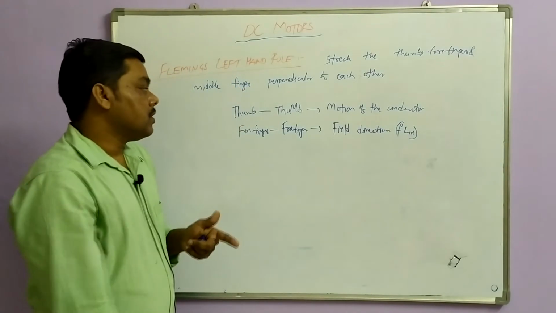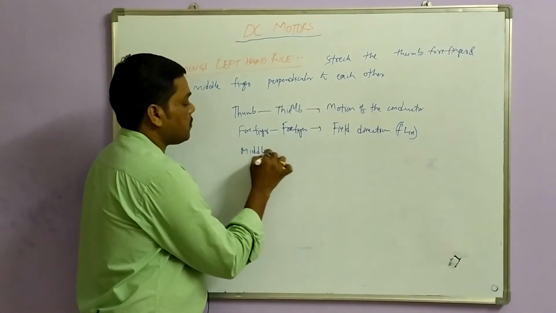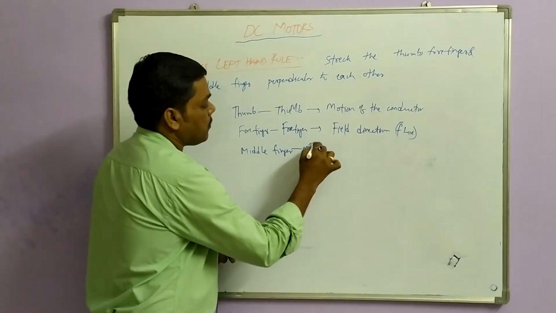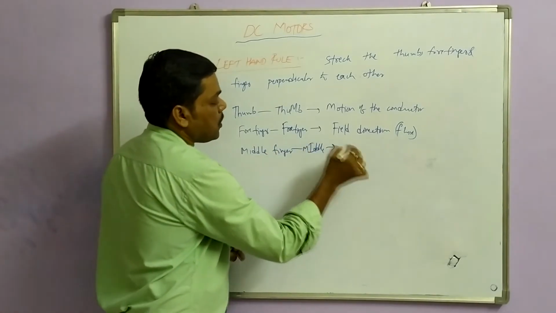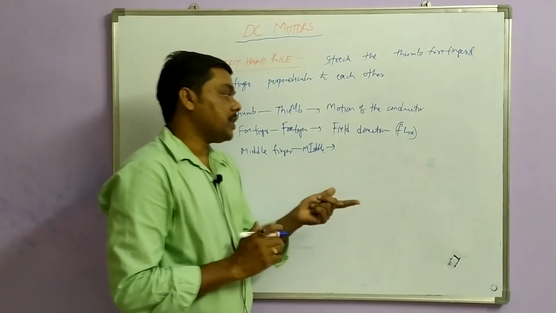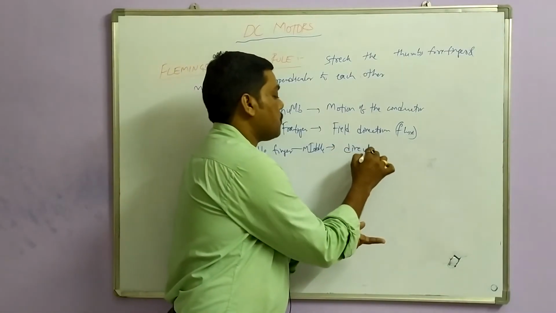Similarly, the last one is the middle finger, which can be written as I. So I stands for current. In electrical engineering, we denote I as current. So it gives the direction of current.